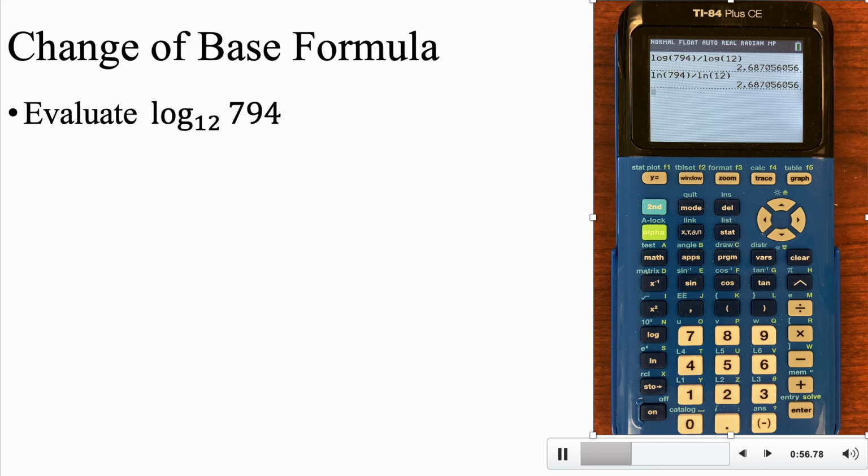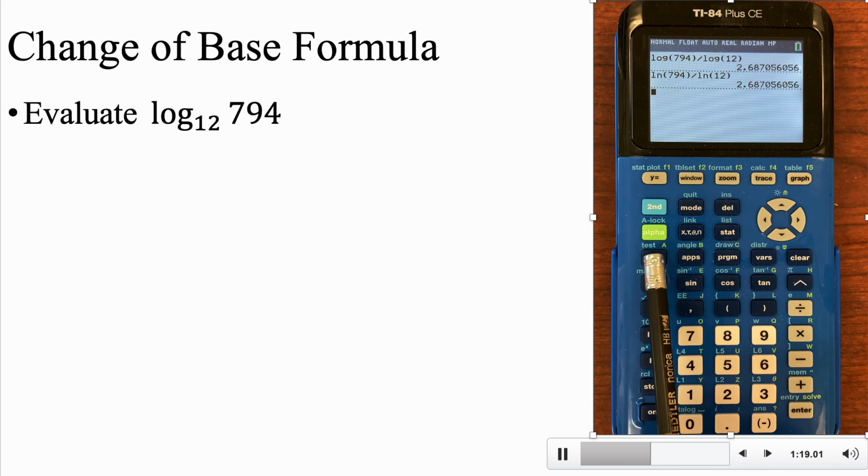Now, if you have a TI-83 or an older version of the 84, that's all you can do to evaluate logs of different bases. You have to use the change of base formula. But newer versions of the 84, especially the plus CEs like I have right here, and certain other scientific calculators have a log base formula built in. And again, if you have an 84, you can always just check this out for yourself.